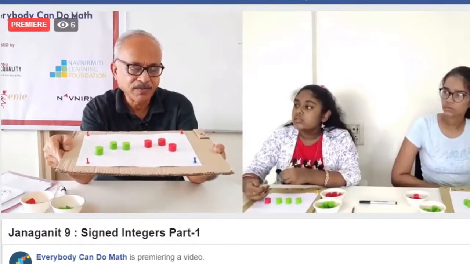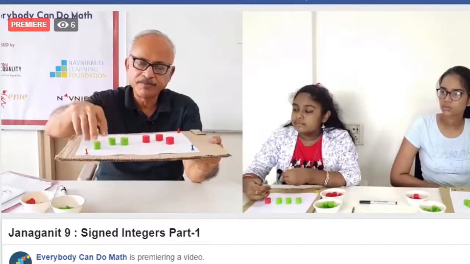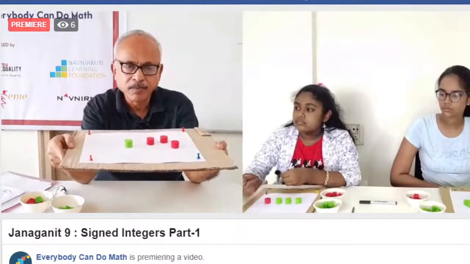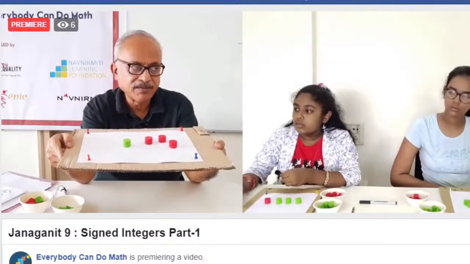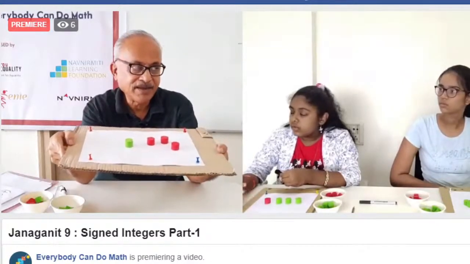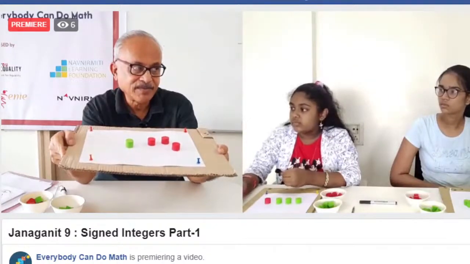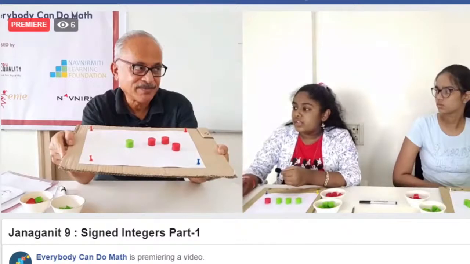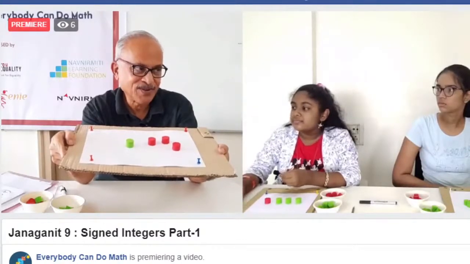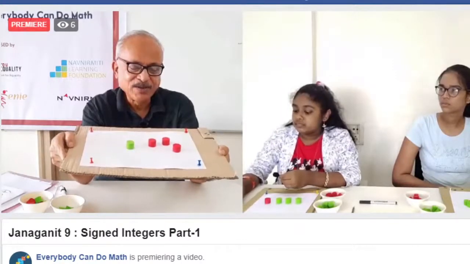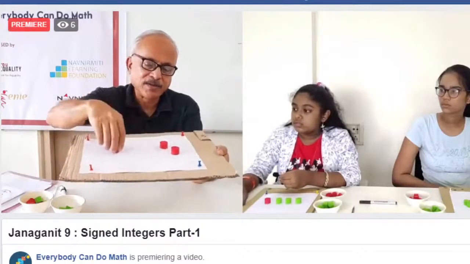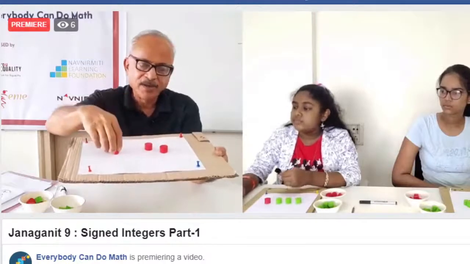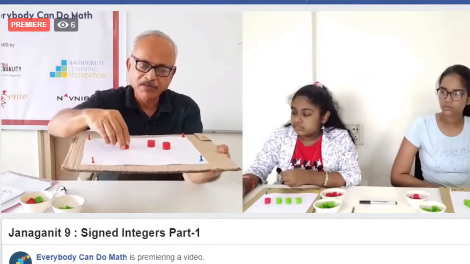I'm going to give another problem. Can you tell me now what is the value of my account? 0. Okay, I'm giving another problem. What is the value of my account? 1 positive and 3 negative. So, what is the value? 2 negative. Okay. So, the value of this is 0. What remains is 2 negatives.